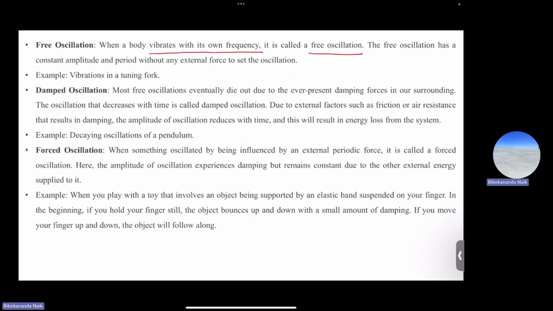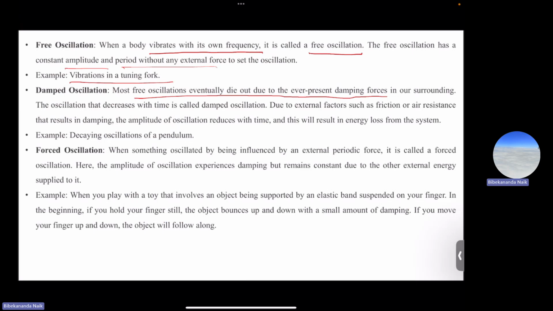The free oscillation has a constant amplitude and period without any external force to set the oscillation. So if we talk about free oscillation, the amplitude and the time period of motion remain fixed. For example, vibrations in a tuning fork. And if you talk about damped oscillation, in case of free oscillations the amplitude and time period should remain the same, but most free oscillations eventually die out due to ever-present damping forces.